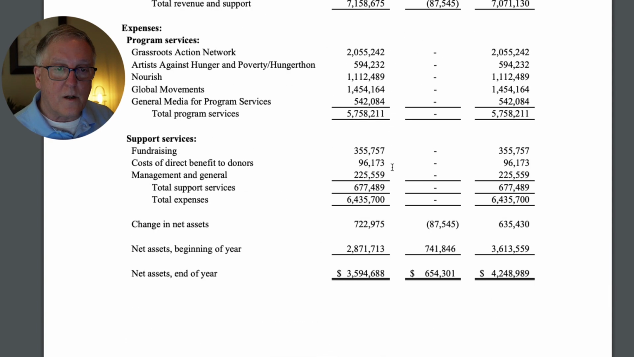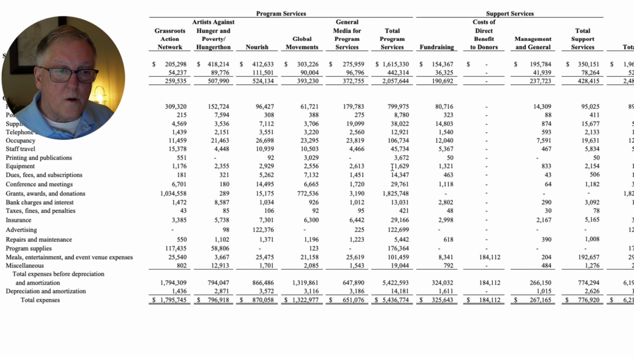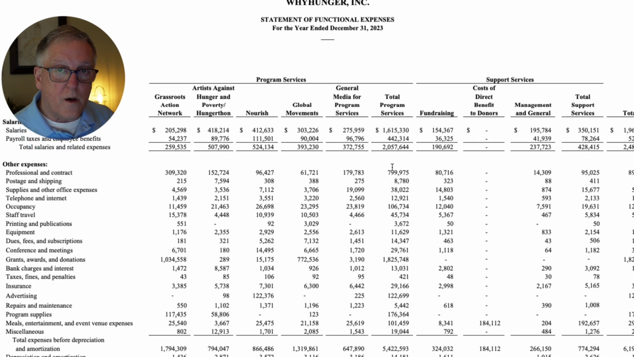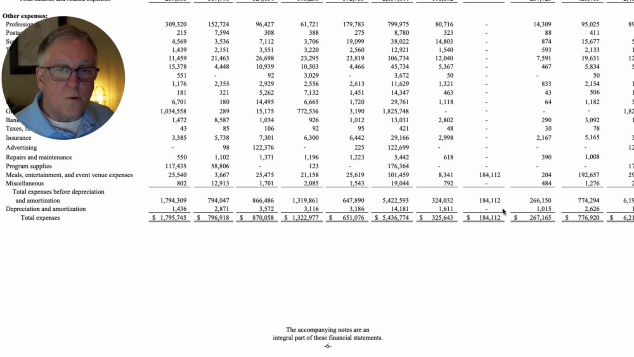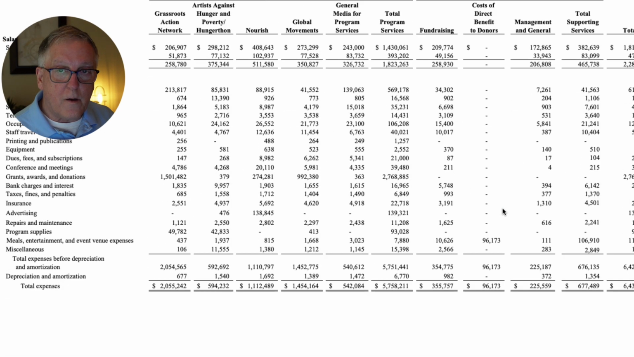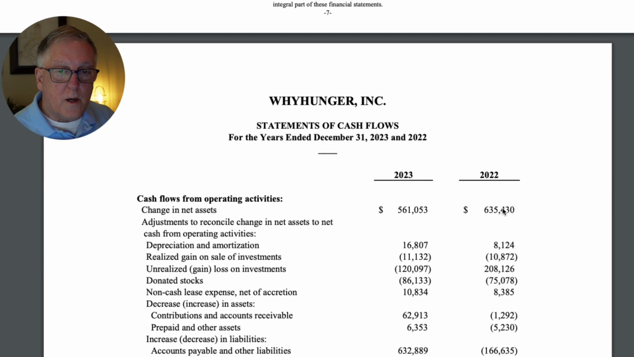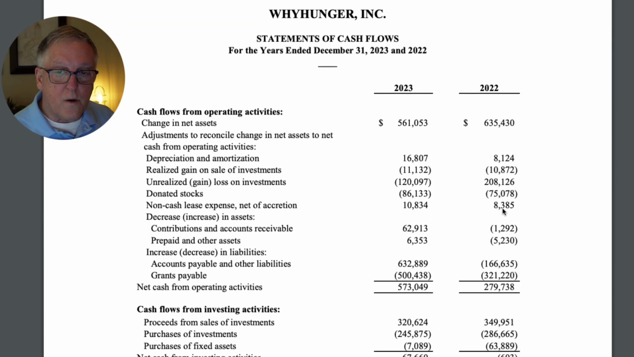So let's go back to the statement of functional expenses, and we see those for program services. We also see support services, and so that's how that works. I won't take you through the 22 numbers. You see how that's working for the 23 numbers. And then we get to the statement of cash flows.